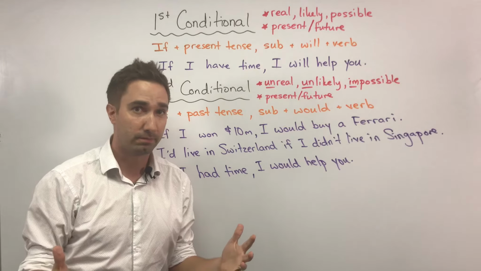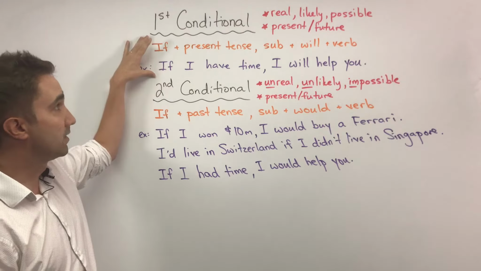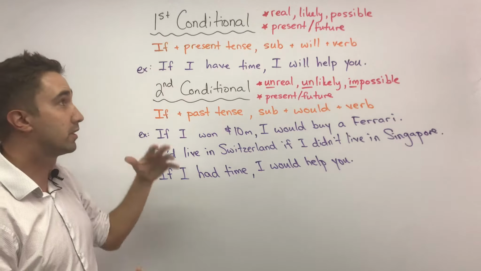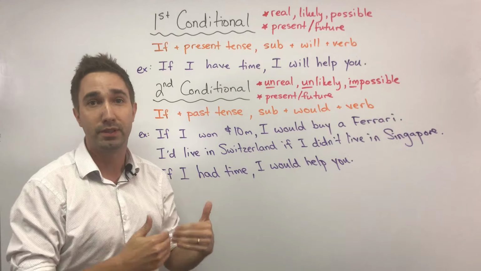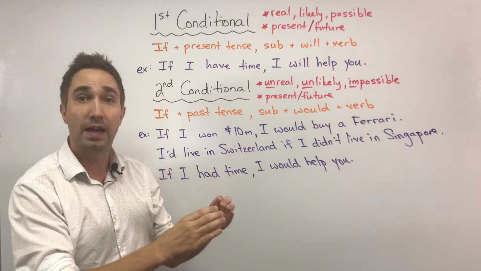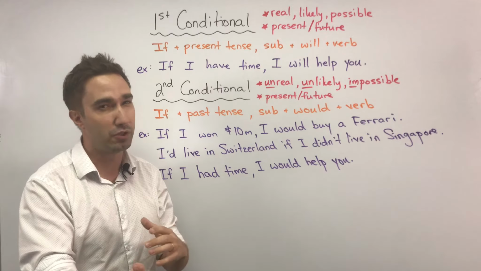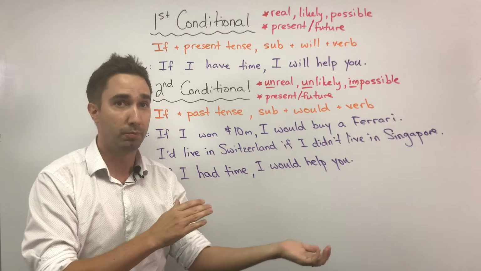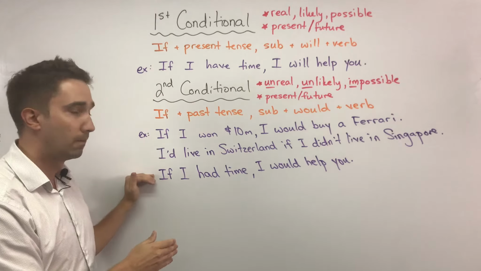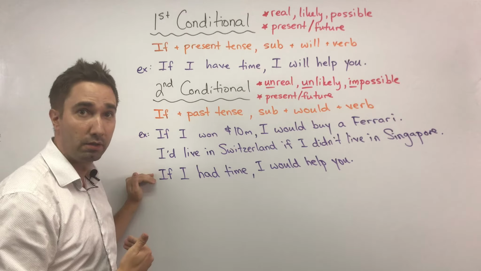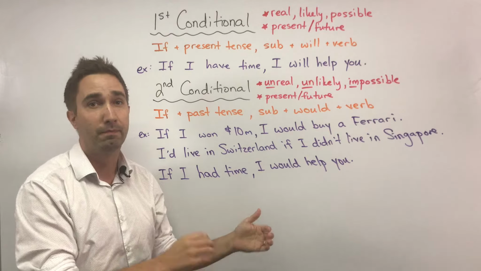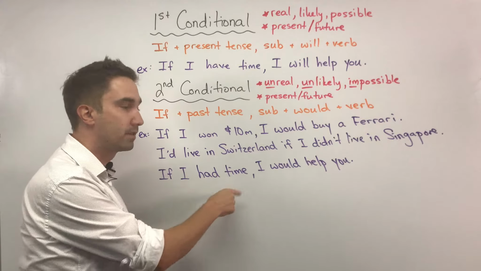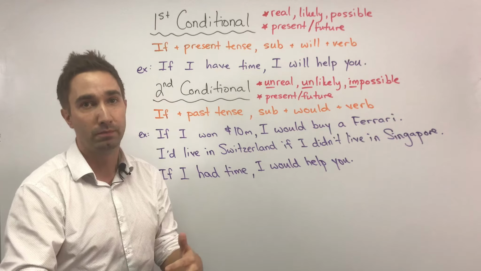What's the difference? Now, this sentence is showing me that there's a chance. It is likely that I have time to help you, and if I do have time, maybe I have to check my calendar, I will help you. But in this case, maybe I've checked my calendar and I see, oh, sorry, I don't have time. But if I had time, I would help you.